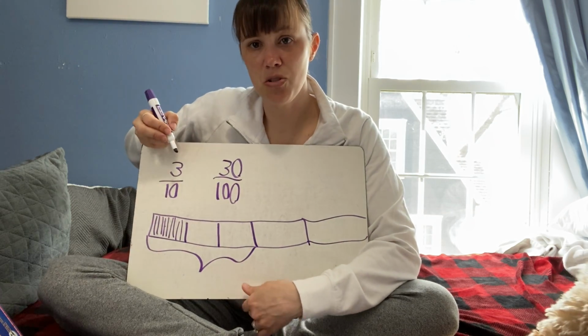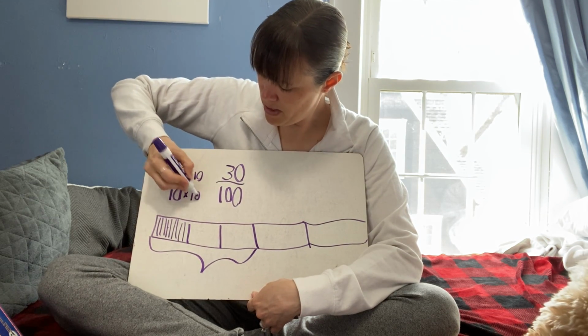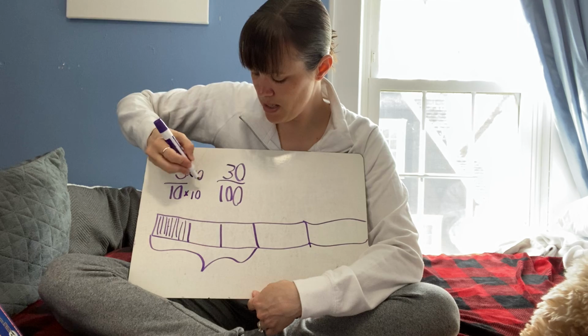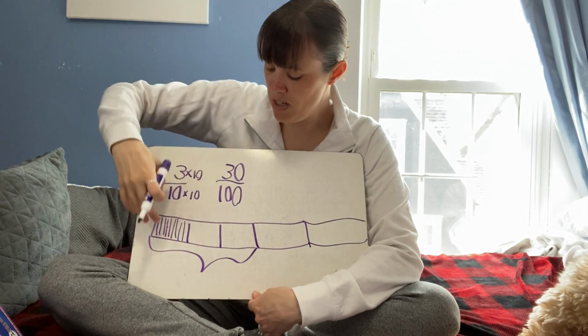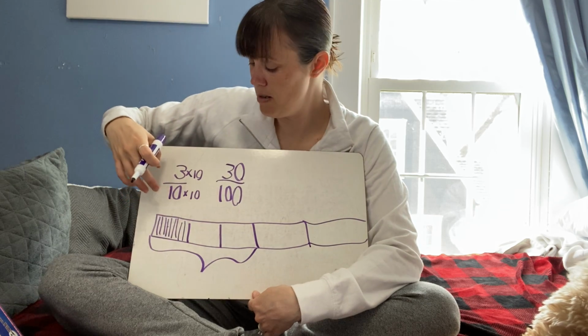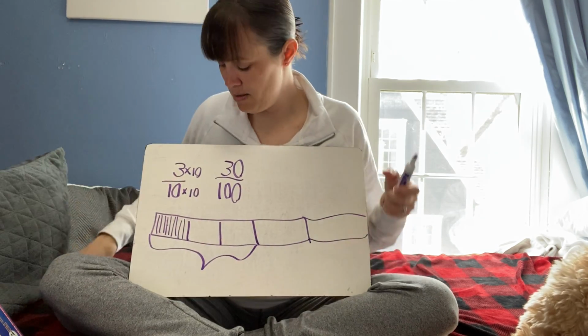But then I reminded you that we could also do this, right? 3 times 10 is 30, 10 times 10 is 100. That makes them equivalent fractions. And here we can show that they're equivalent, and here we can almost just do it, I guess.